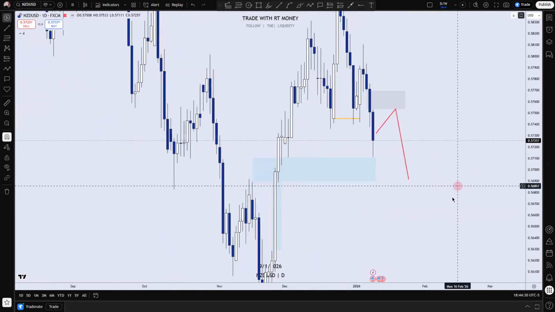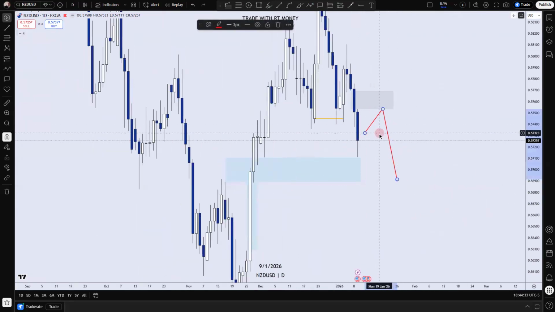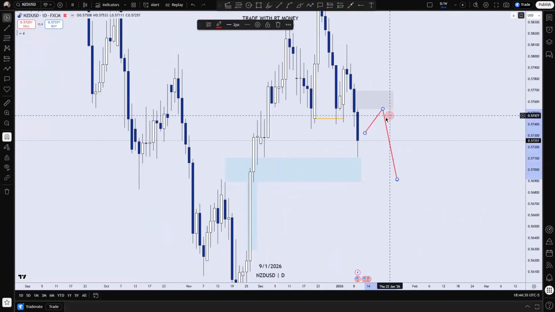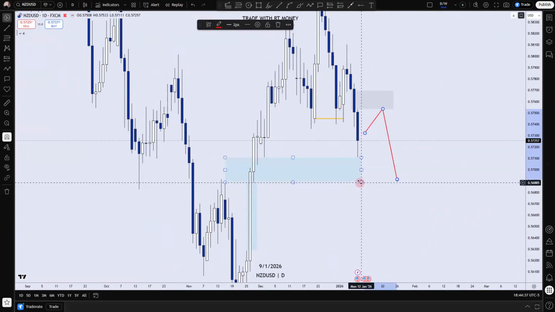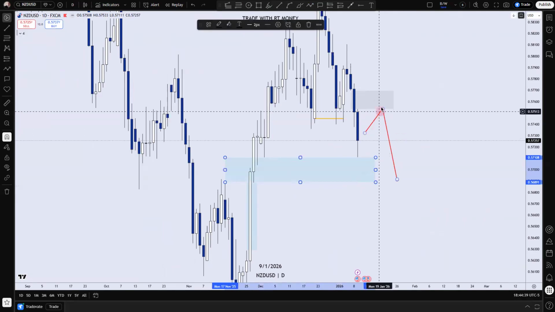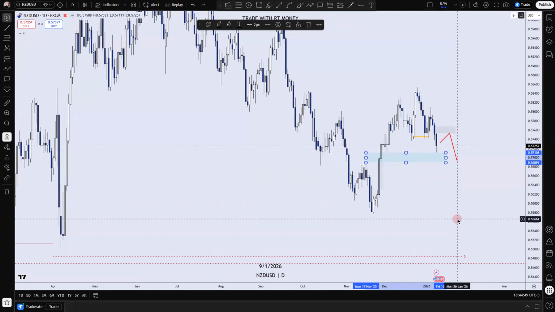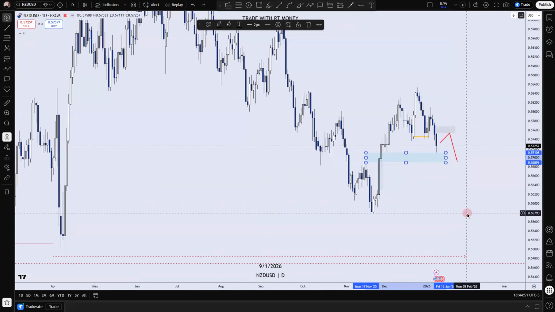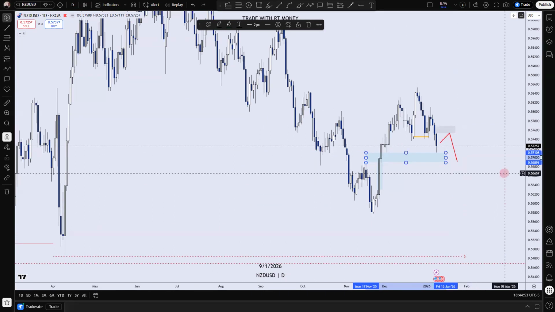So if we get a pullback, a reaction from the fair value gap, I'm not going to be surprised, but then I'll be looking at the reaction to the next fair value gap on the daily. But I am expecting more bearish price action with the New Zealand dollar.